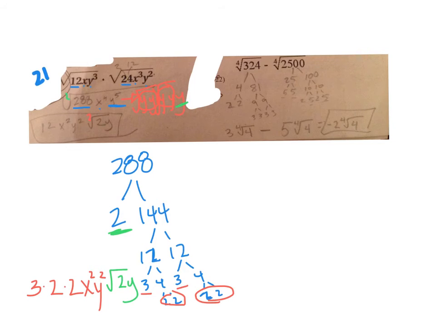So you need to go ahead and simplify that. So 3 times 2 times 2 is 12 x squared y squared, square root of 2y.